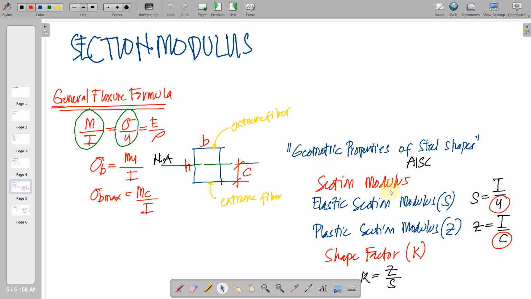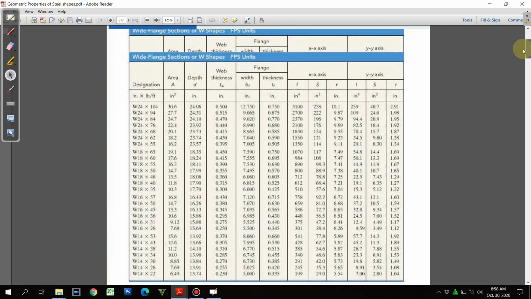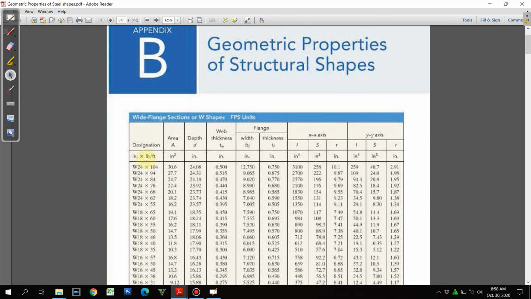Geometric properties of steel shapes are already available in several references, originally from AISC. Let me show you a sample. We see here an appendix wherein we have a wide flange section of W shapes. This is in terms of FPS units.